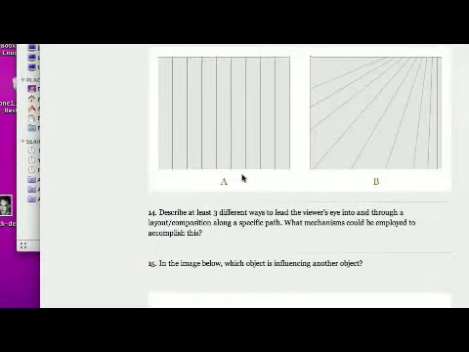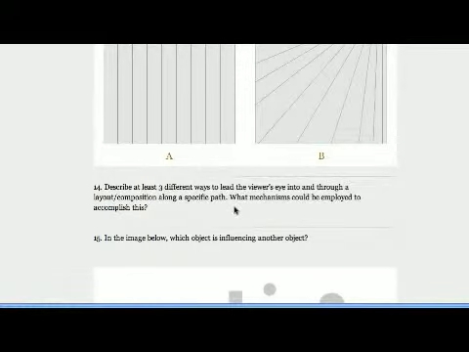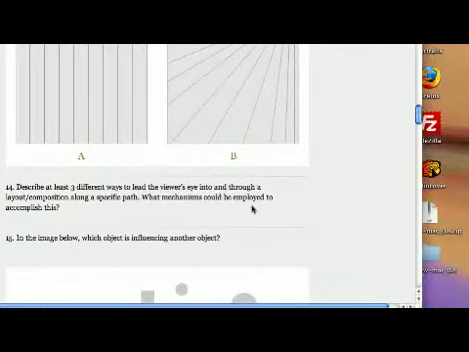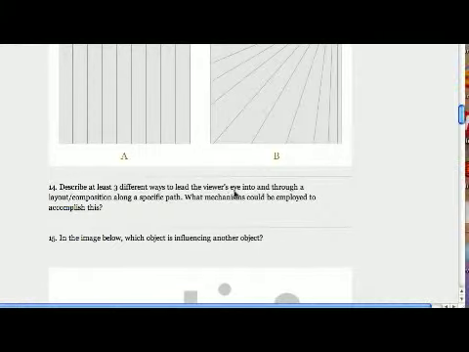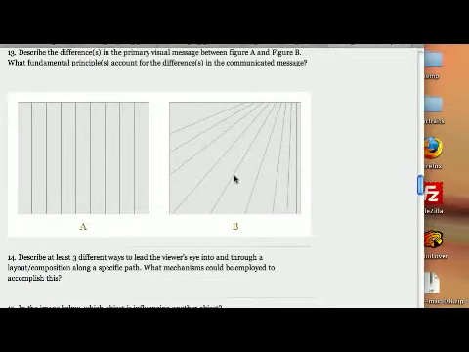So moving right along, describe at least 3 differences in the way to lead viewer's eye into and through a layout composition along a specific path. What mechanisms could be employed to accomplish this? Of course, dominance, having a darker area. We use something called tick marks, small areas of darkness or small areas of brightness, to also capture the attention. Sometimes something like a bullet or a little bitty graphic can be extremely effective. And if you look at very, very good websites, they'll use little bitty graphics throughout the entire thing to bring a sense of cohesion and lead your eye through. So the devil's in the details.